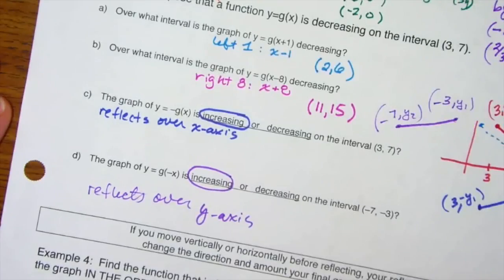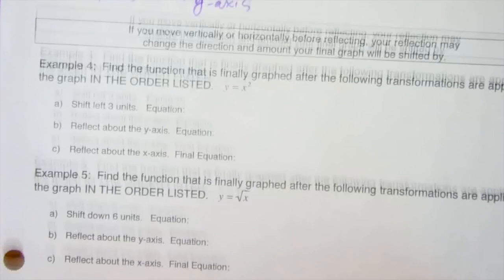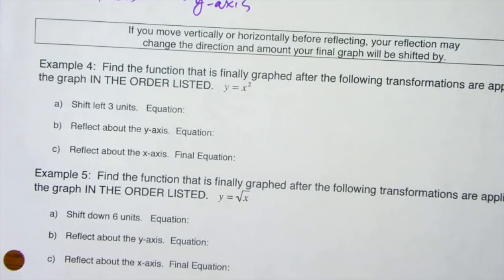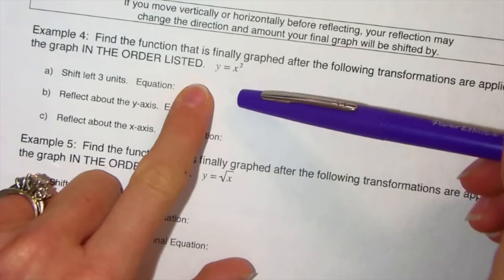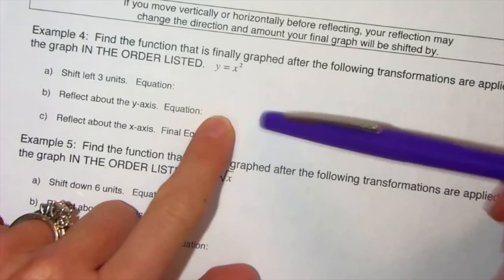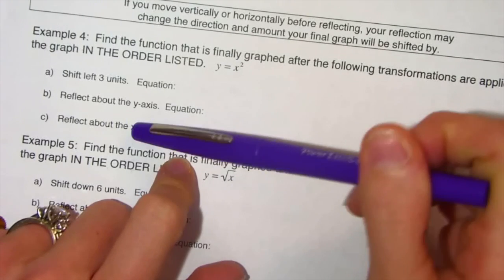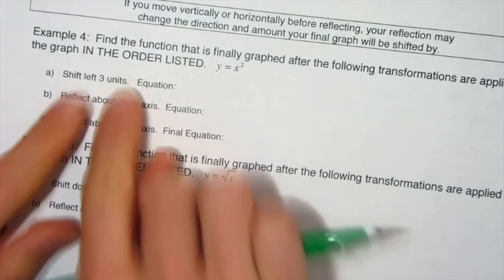Okay, last example. So this example, we're kind of going backwards. It's going to tell us the shifts that are happening, and we are going to write a new function because of it. We're going to go in order, so we're going to do this first. We're going to take this equation and then change it using this, and take this equation and change it doing this, okay? So for the first part here, we have to shift left 3 units.